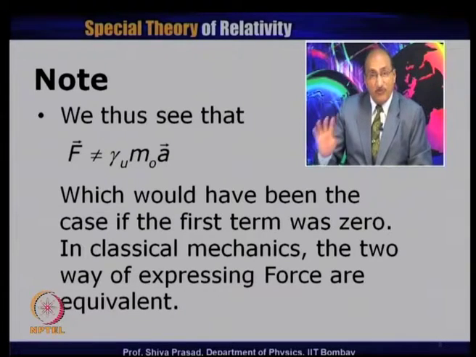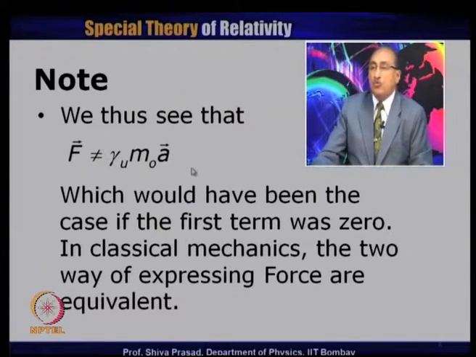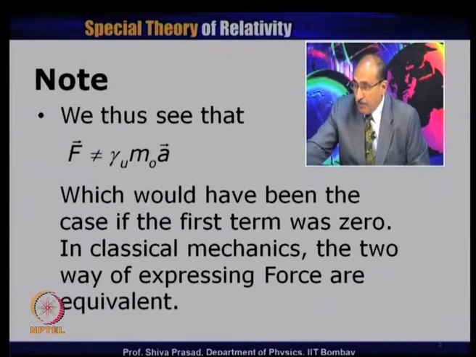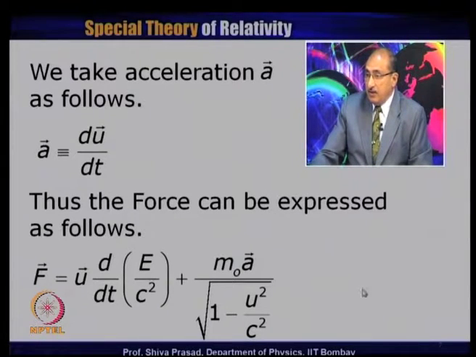Therefore, it is very clear that in this case force cannot be written as gamma u m naught a in general, unless of course the first term is 0. Remember, there are two terms here. This is the gamma u m naught a. This term is an additional one. If this term happens to be 0, that is a very different case. Otherwise, it is always a sum of two terms, and therefore F is not written in terms of just gamma u m naught a.